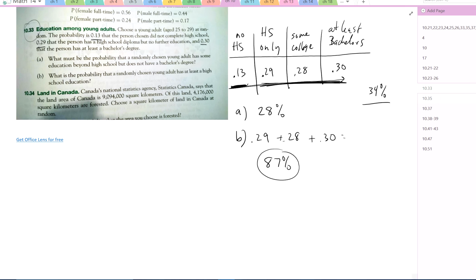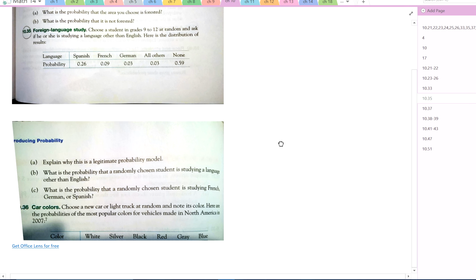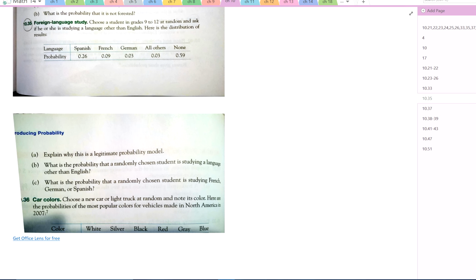All right, let's do 35. 35, foreign language studies. Students choose a student in grades 9 to 12 and ask if he or she is studying a language other than English. So 26% are Spanish, 9% French, 3% German, 3% all the other languages, and none, 59% are studying no other foreign language. Why is this a legitimate probability model?